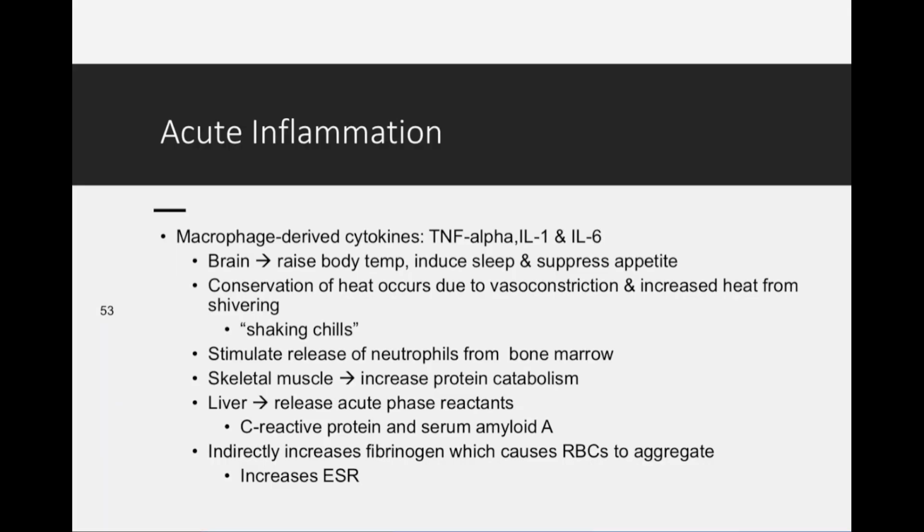Take a break. So acute inflammation. These are going to become these cytokines, TNF alpha and your interleukins. What do these do? They go to the brain. And what area of the brain are these things going to go to?